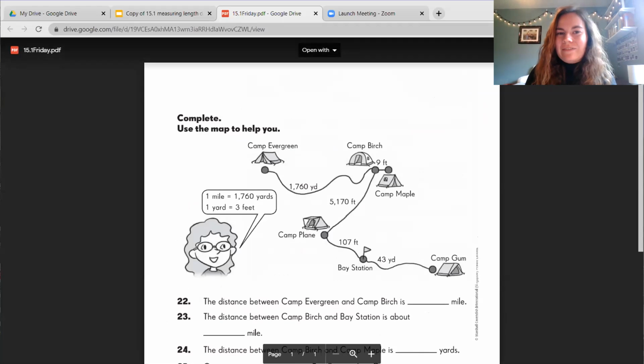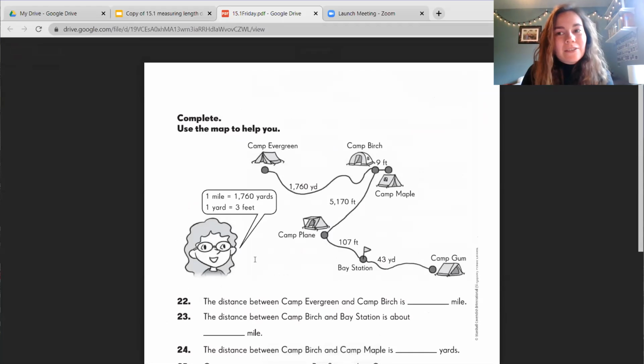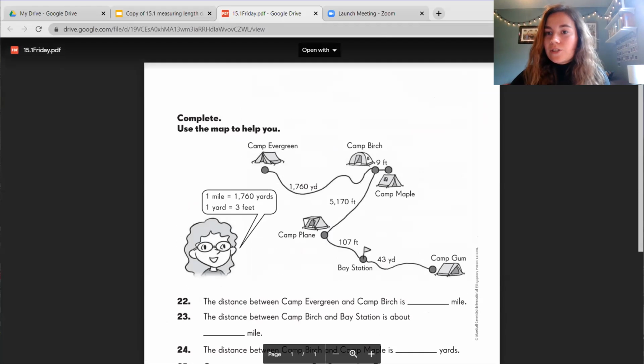So you can find this on Clever or on Seesaw. And then when you have finished it, submit it on Seesaw or email it to your teacher.